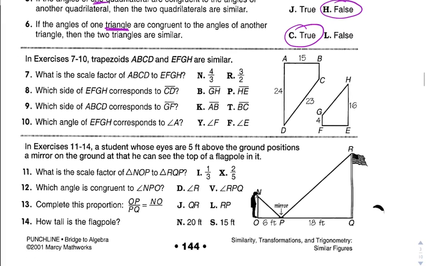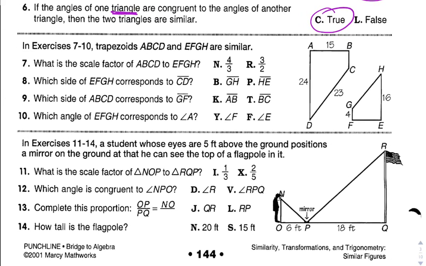Okay. For 7, it says ABC to EFG, so it's going from big to small. But I think this is backwards. This should actually be the other way around, because none of these are smaller. They're all bigger. So I should be going in the other direction. So we should be going from 4 to unknown. The only ones that match here are going to be the 16 and the 24.